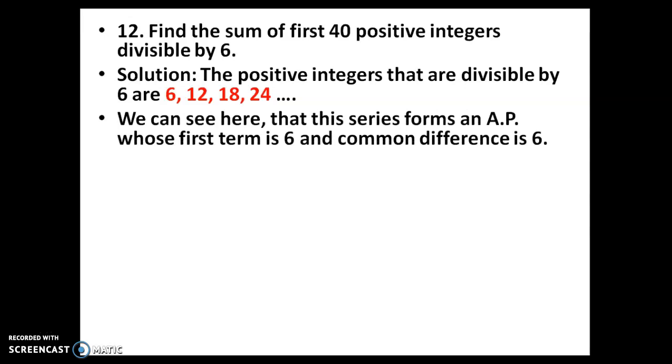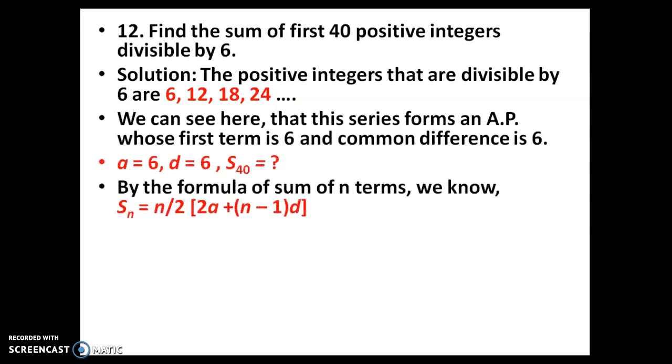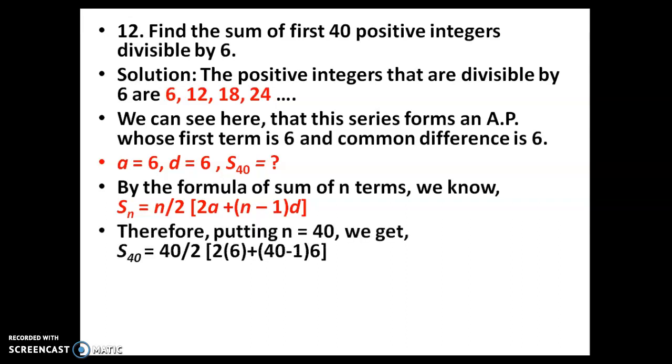Okay, so the first term is 6, then common difference is also 6. We have to find out S40. So we have to write the formula. Sn is equal to n by 2 into 2a plus n minus 1 into d. So substituting the values in the formula.